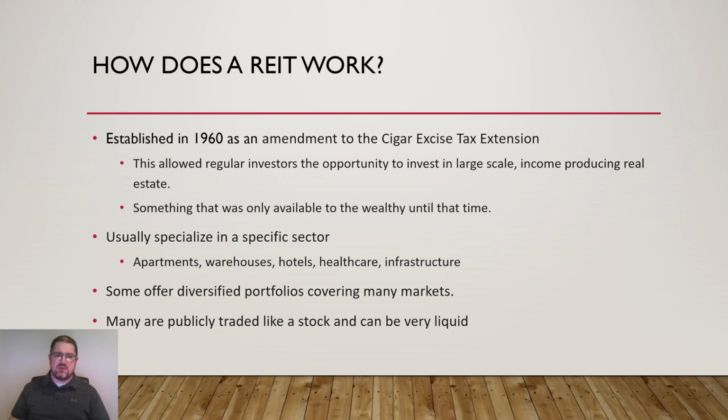So how does a REIT actually work? Just a little history. It was signed into law by President Eisenhower in 1960 as an amendment to the Cigar Excise Tax Extension. Really long name, but it was just added in as an amendment. It allowed regular investors like you and I the opportunity to invest in large-scale income-producing real estate that only the wealthy, up to that point, really had a chance to invest in. So it was bridging that gap, allowing us to invest in something that was out of our hands for the longest time.